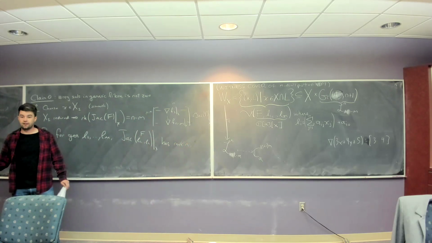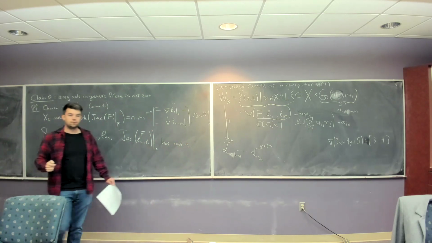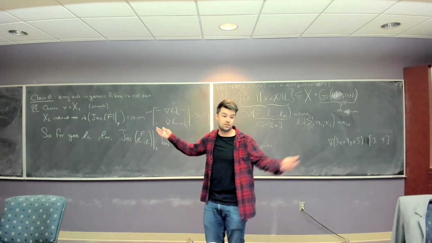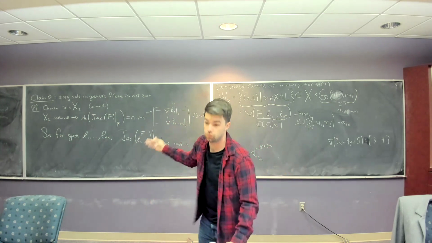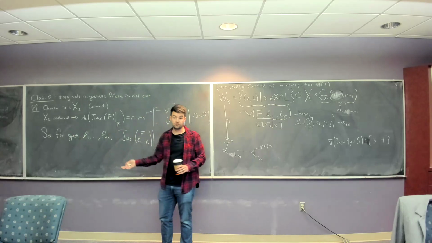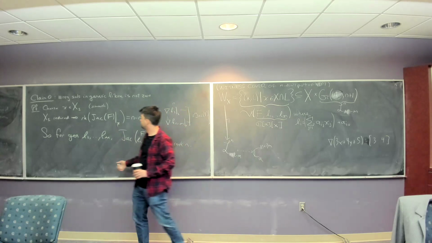What's another word for that having rank n? Invertible. But in terms of characterizing what the solution (x, l) is, it means it's a regular one. So there's at least one fiber with at least one regular solution. Right?